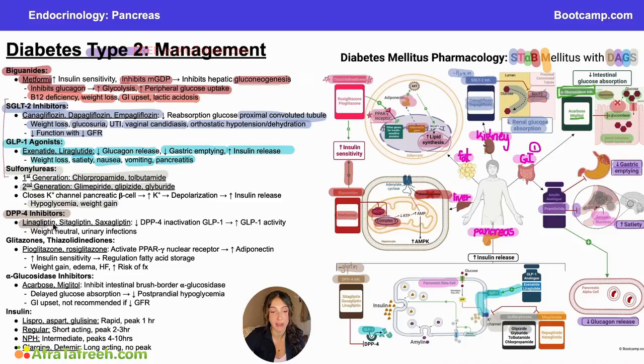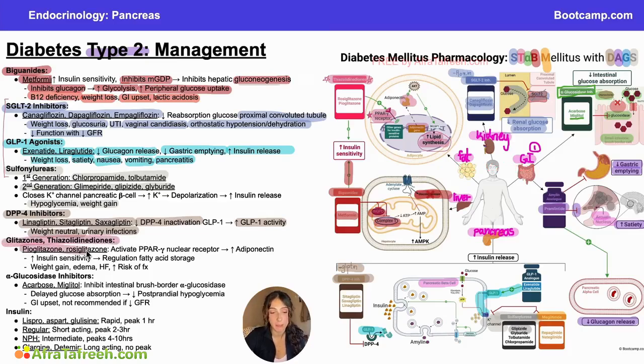All of these, remember, they have the gliptin suffix. GLP stays in here because down here are DPP-4, since it is less activated, will not be breaking down GLP-1 as much. This leads to more GLP-1 in circulation, more GLP-1 activity, the benefits of which are delayed gastric emptying, as well as increased insulin release. DPP-4 inhibitors are weight neutral, so you're not going to see as much weight gain here, but you might see increased urinary infections again. Also in this less commonly used but still seen group are your glitazones.